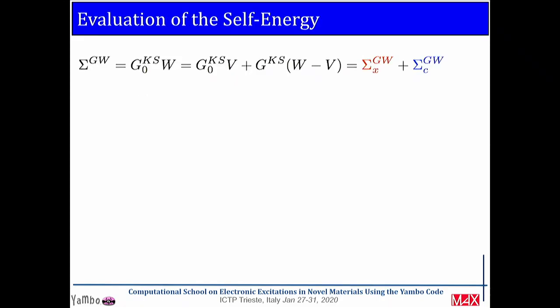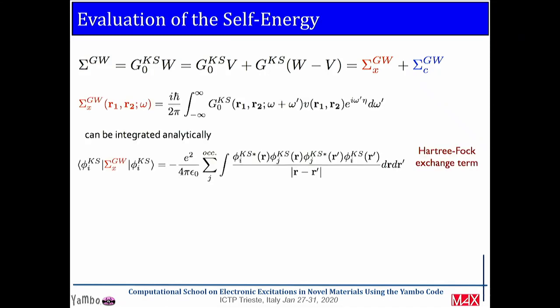So we have now seen the sigma GW as G naught Kohn-Sham W, and what is usually done in practice is to divide the self-energy in two pieces. We are just adding and subtracting the Coulomb potential here, and we arrive at a definition of what is called the exchange self-energy and the correlation self-energy. This is something we will calculate practically this afternoon.